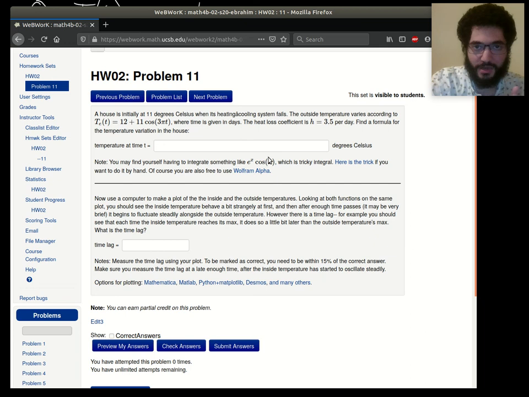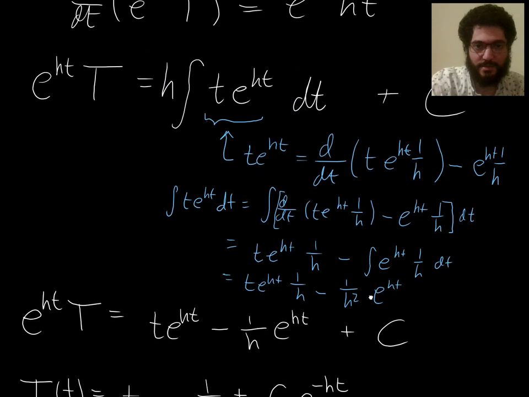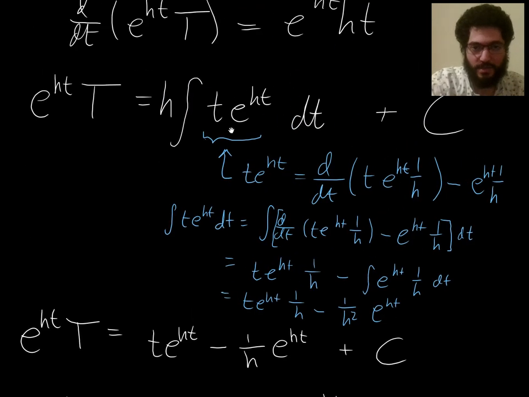However, one not so fun aspect, depending on your relationship with integrals, is that you would have to look at this integral, an integral of e to the t cosine t, or something like that. And that's actually quite a bit harder than even the integral I did here. Here I have t times e to the ht. You'll have something like cosine t times e to the ht.